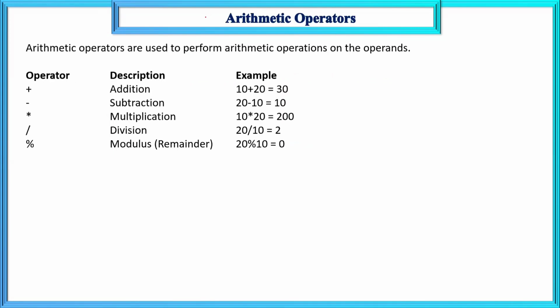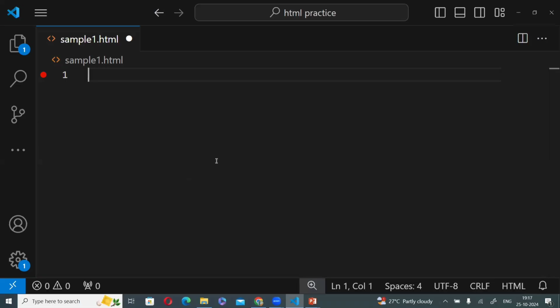The first one, arithmetic operators, which are used to perform basic arithmetic operations: plus addition, subtraction, multiplication, division, modulo division. Everyone knows the addition of two numbers, and subtraction. You need to understand this one. This slash gives the quotient. This percentage gives the remainder. For each and every operator, we are moving with one example.